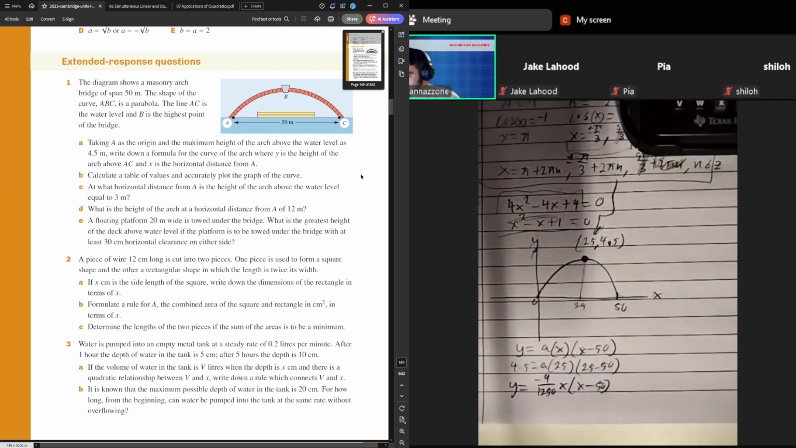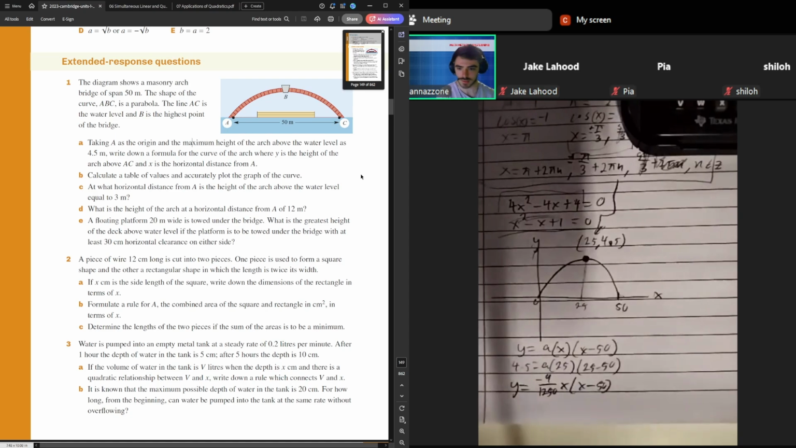It does say part B to calculate some table of values to plot the graph. That's just a waste of time, really. You just plot the graph with what's there. You only need x-intercepts and turning point, well, and y-intercepts, but yeah. Okay, part C. At what horizontal distance from A is the height of the arch above water level equal to 3 meters? What's that all about?